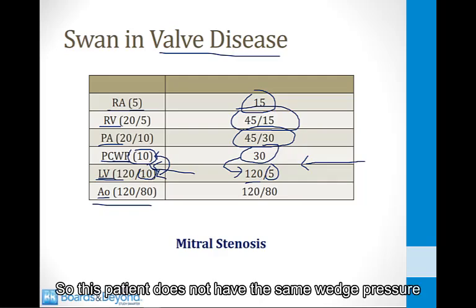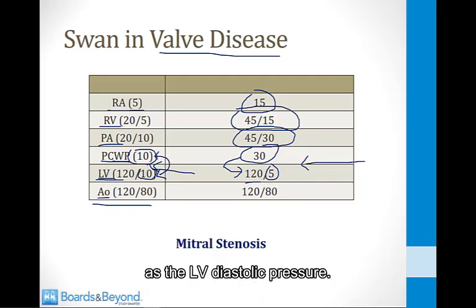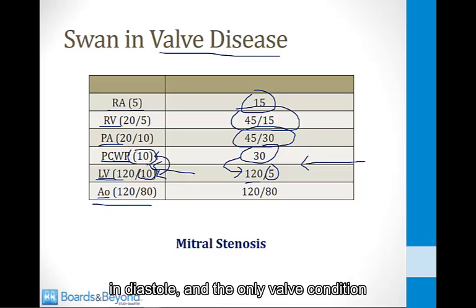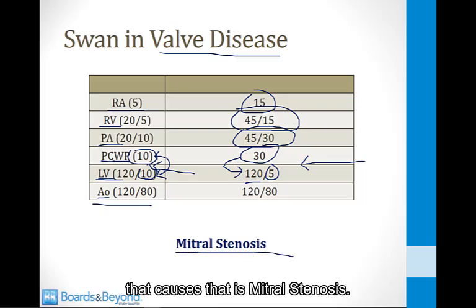So this patient does not have the same wedge pressure as the LV diastolic pressure. That means there's some obstruction of flow between the left atrium and the left ventricle in diastole, and the only valvular condition that causes that is mitral stenosis.